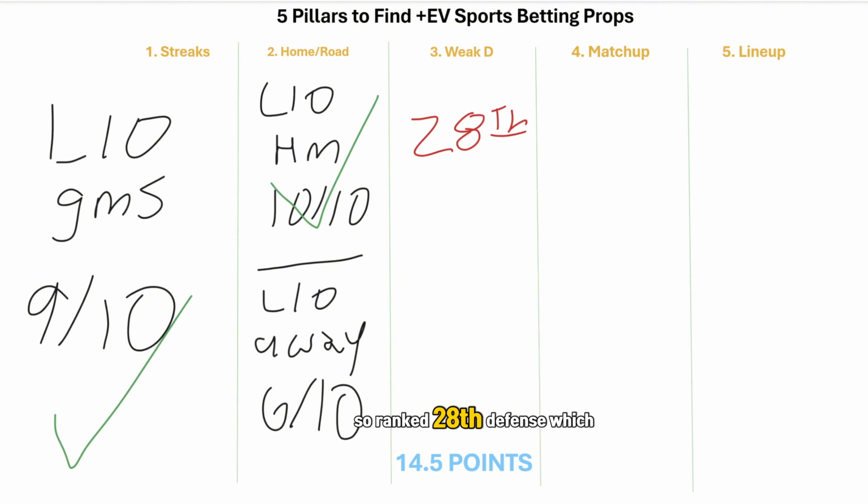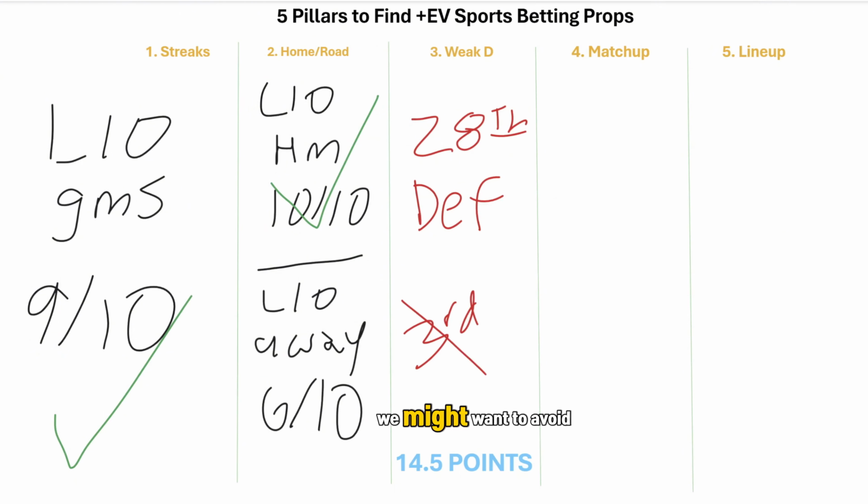So they're ranked 28th on defense, which means they are towards the back half of the league when it comes to defending point guards and giving up points. But if they were, let's say, 3rd in the league, we might want to avoid that matchup because it might be more difficult for them. But in this case, let's say that they are a 28th ranked defense, and we can check that box and move on to pillar number 4.